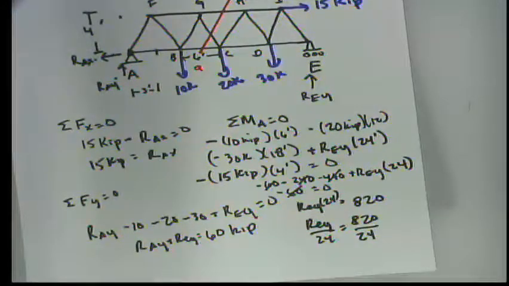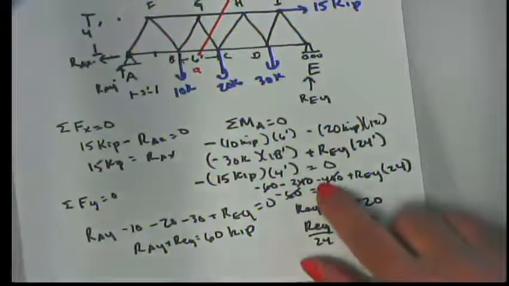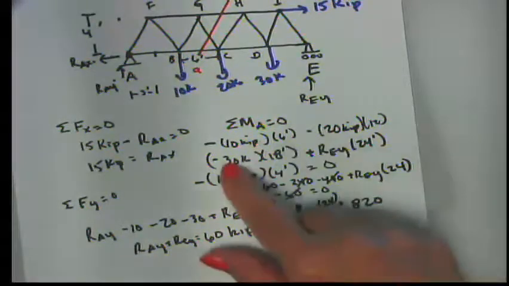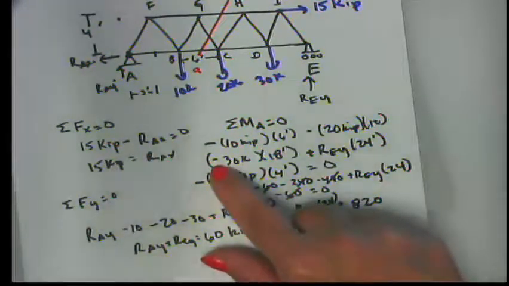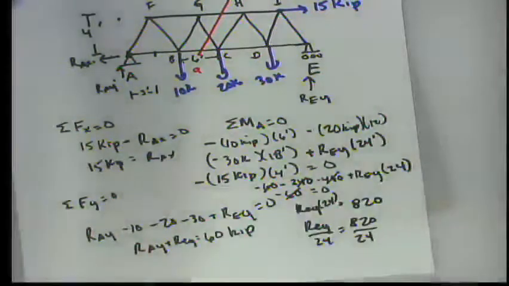I have a question. Yes, sir? Between the 30 kip, 18 feet, and the 20, is that a minus sign in between them? Here? Yeah, that one. Yes, because they're all clockwise moments. Absolutely. Yep.